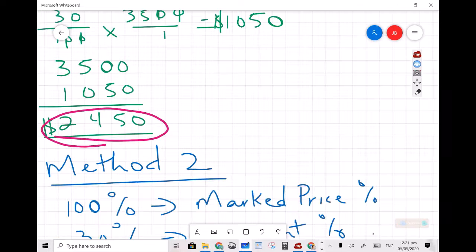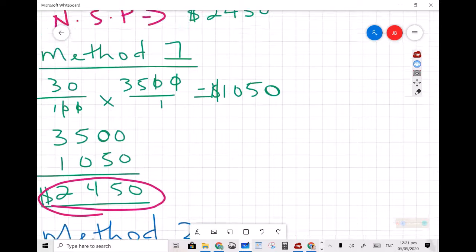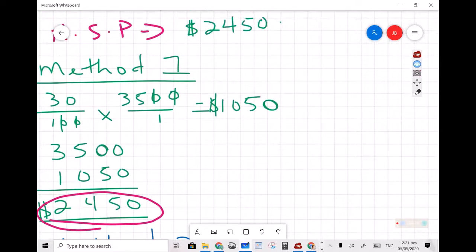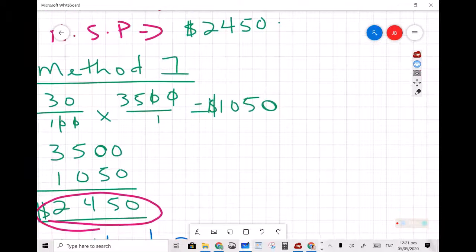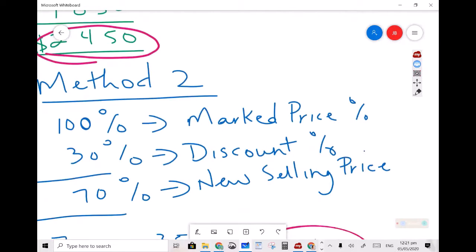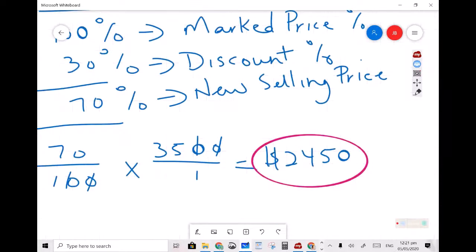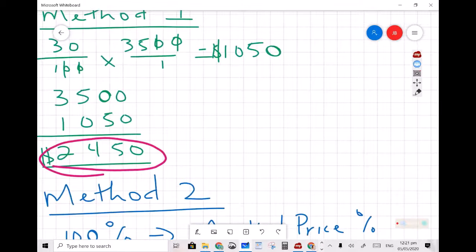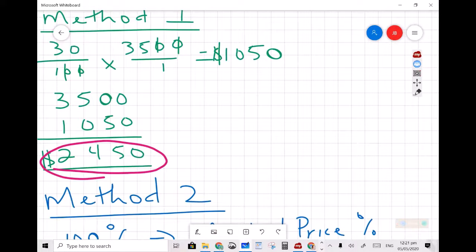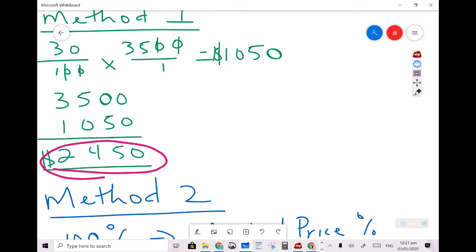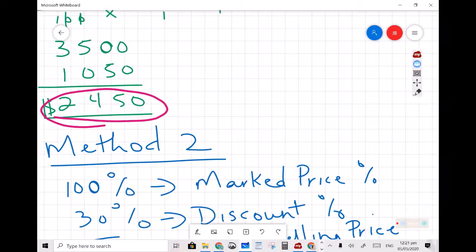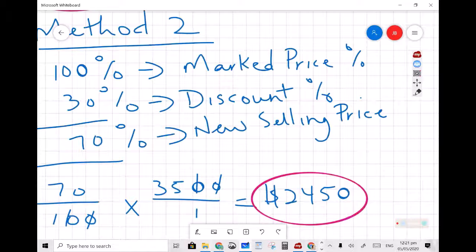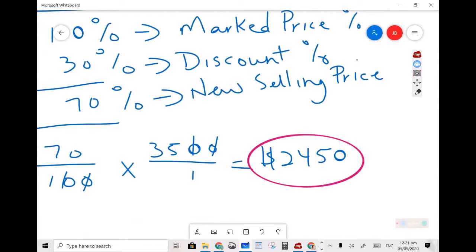We got 2,450 for our new selling price, and using method 2, we got, sorry, I said the wrong thing, 2,450, right? We got 2,450, which you all are seeing here, and we got 2,450. We got the same answer.